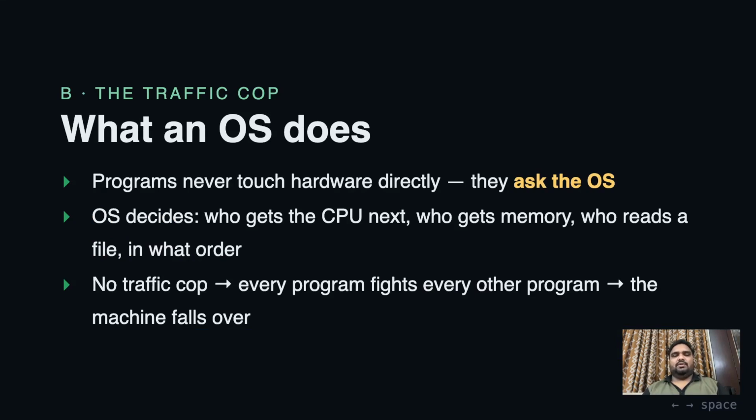Let's go over what an OS does. Think of it like a traffic cop. So where does the operating system fit? Between every program you run and the hardware underneath. Programs never touch the hardware directly. They are not allowed to do so. They ask the operating system, and the operating system decides who gets the CPU next, who gets a slice of memory, who gets to read that file right now, and in what order. Without that traffic cop, every program would be fighting every other program for the same resource, and the machine would fall over in seconds. That's the single sentence to remember.